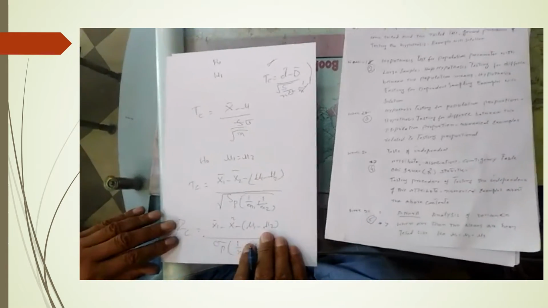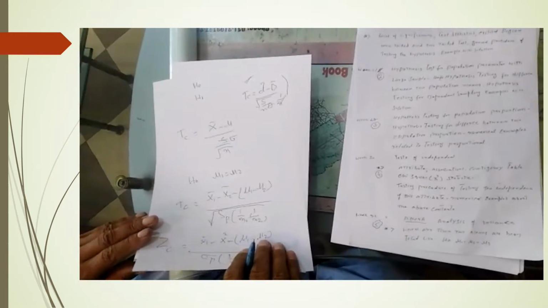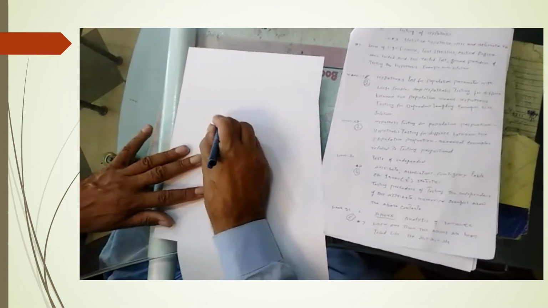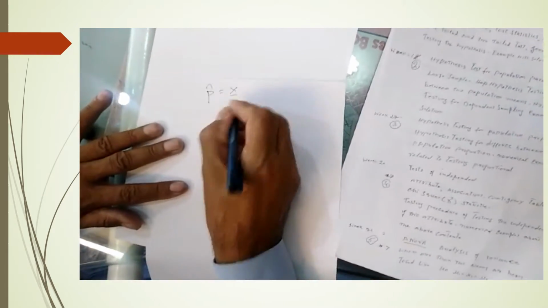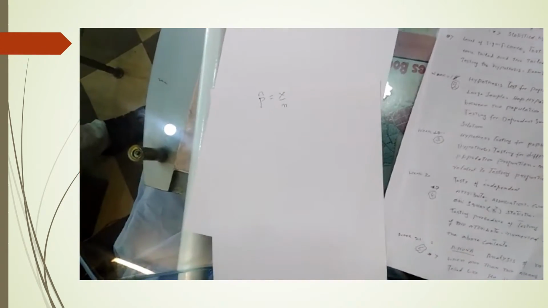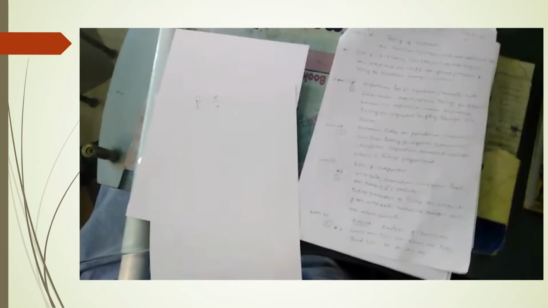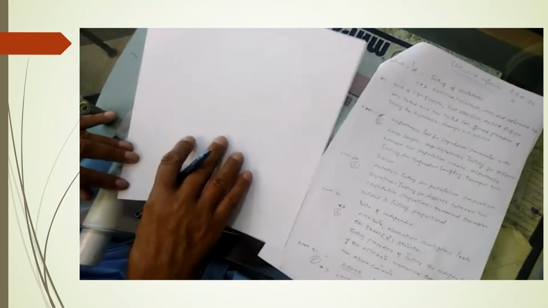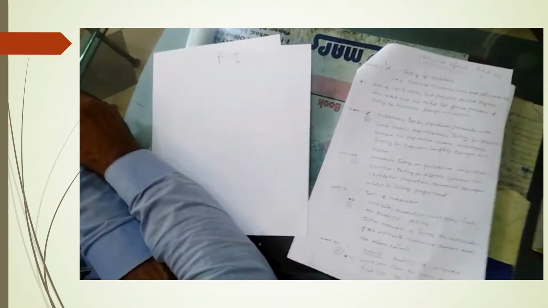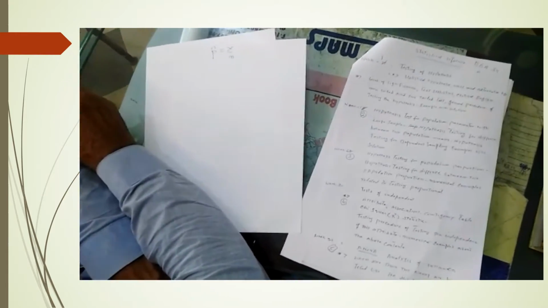The proportional test. If you are going to test the proportion, that is P hat. P hat is equal to X over N. That's a proportion. If you are testing the proportion of a population parameter or the comparison of two population parameters, the test will be known as a proportional test. That's known as a binomial test also.